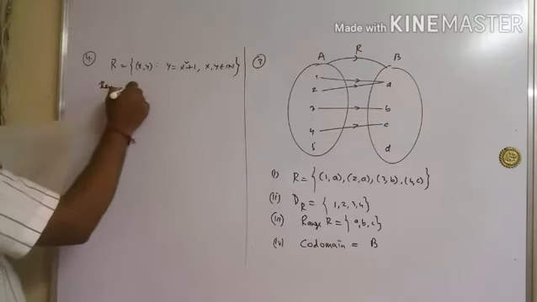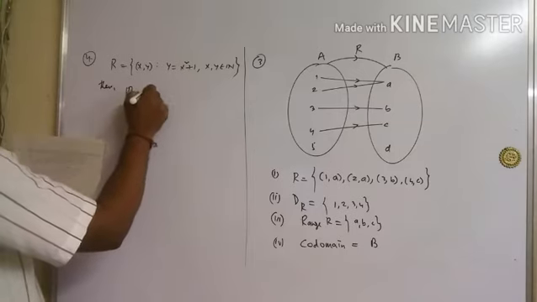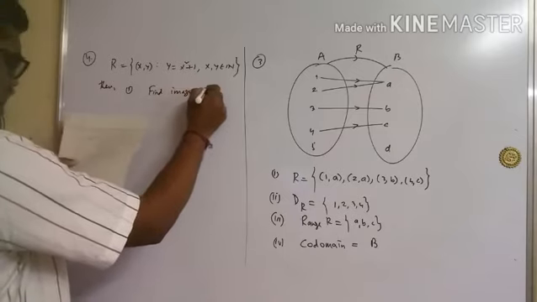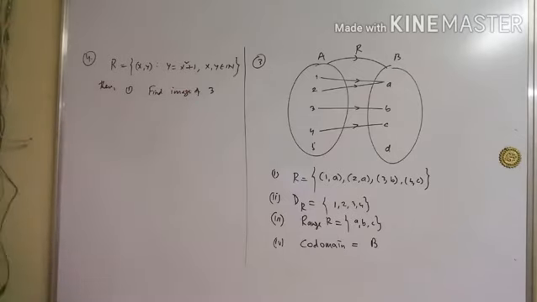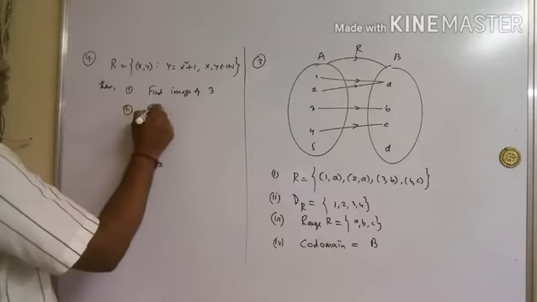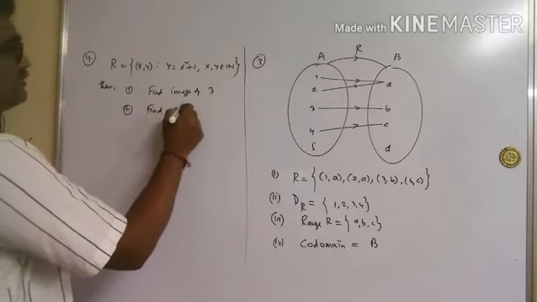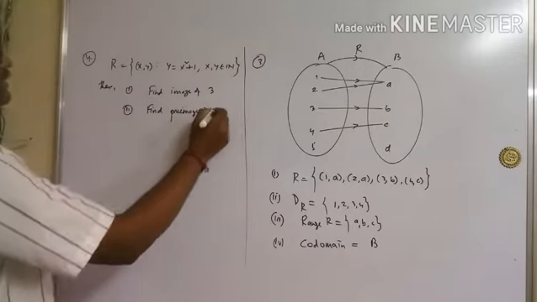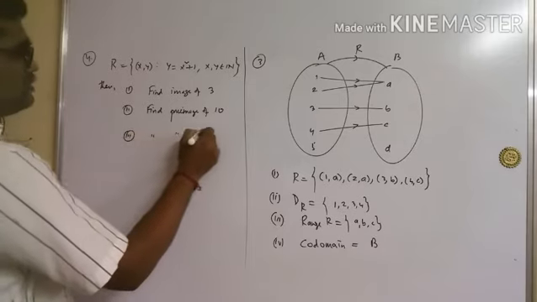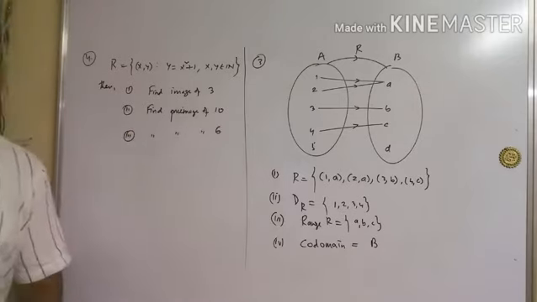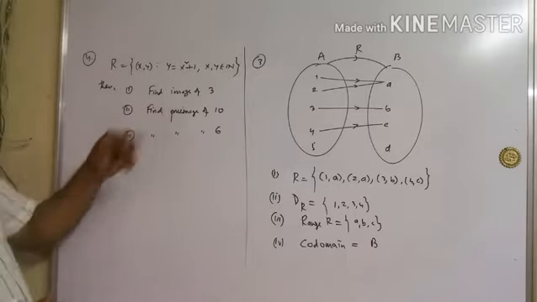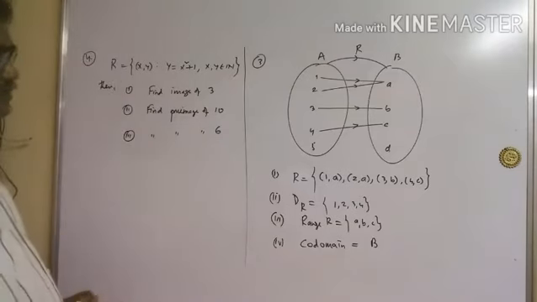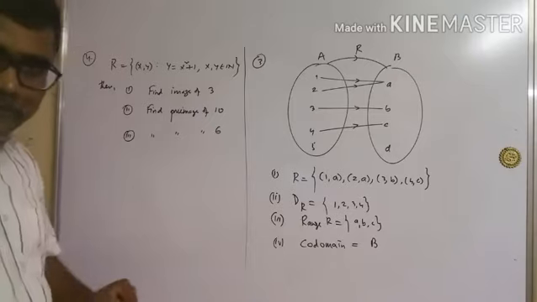Then number 1, find the image of 3. Number 2, find the pre-image of 10. And number 3, find the pre-image of 6, right? These are the 3 problems. Find the image of 3. Okay, so if you want to construct a figure, you can do it for understanding.